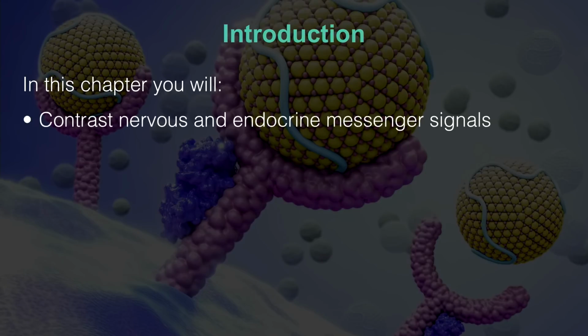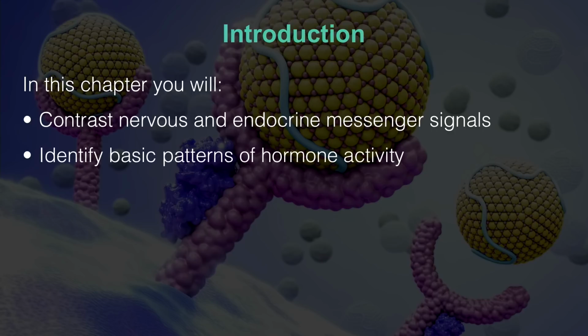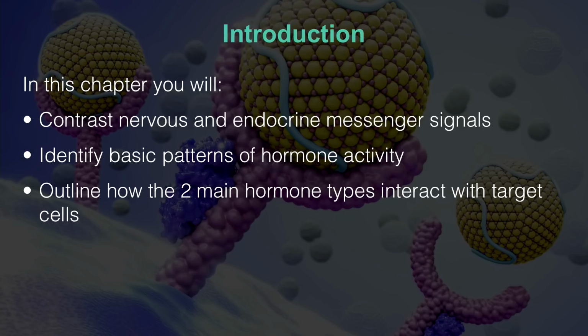So I'm going to try to parallel our discussion here with the nervous system. You'll be able to compare the nervous and hormonal signals or messengers, where the nervous system relies on action potentials and electrical signals. The endocrine system relies on chemical messengers. We will describe the basic actions of hormones, describe where and how they're released, where they exert their effects, and we'll talk about the specifics related to those effects.